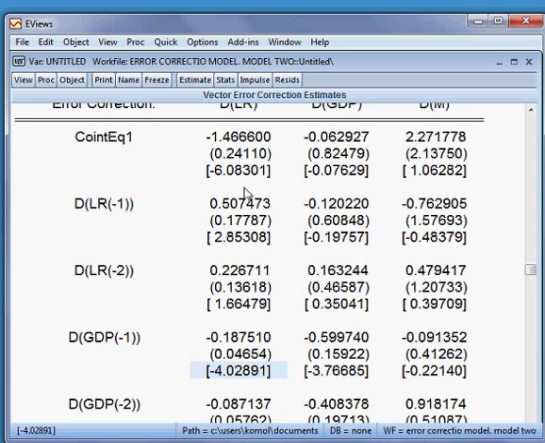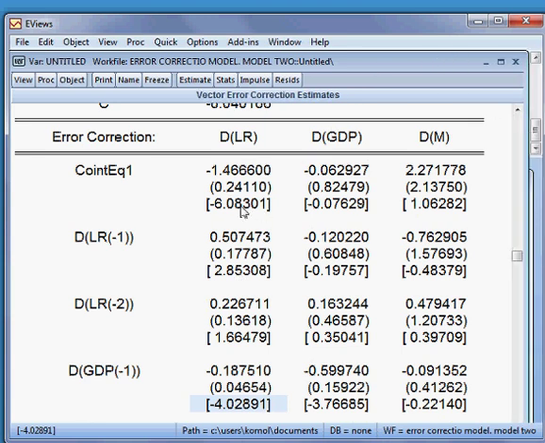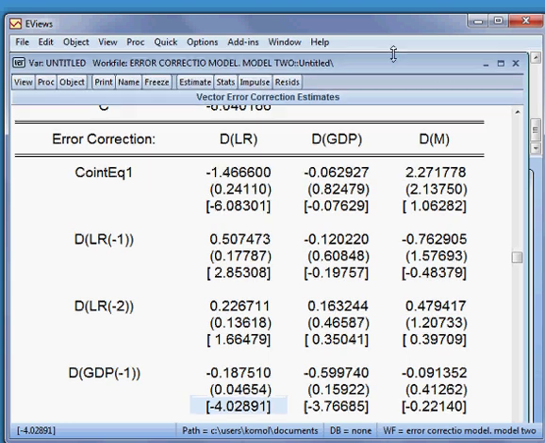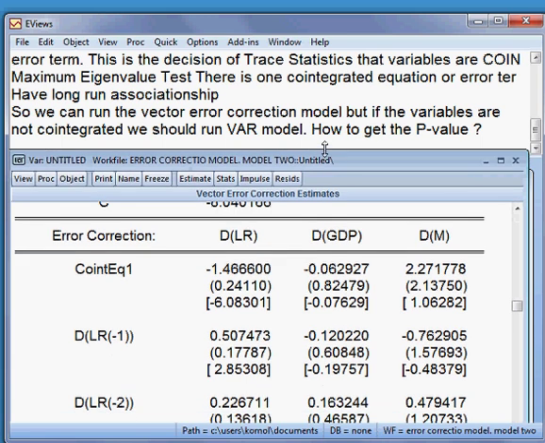But the problem is that there is no P value here. So now the question that comes up is how to get the P value, that means the probability value. Okay, how to get the P value.